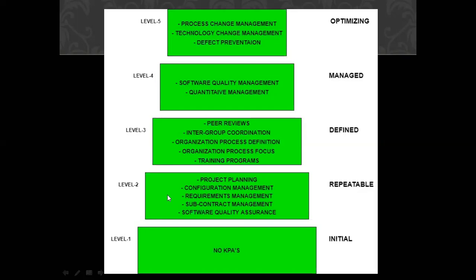The last one is quality assurance. Software quality assurance guarantees you a good quality software product which follows certain rules and standards made by the organization. So that is quality assurance.